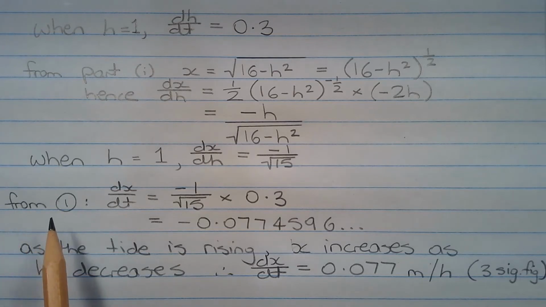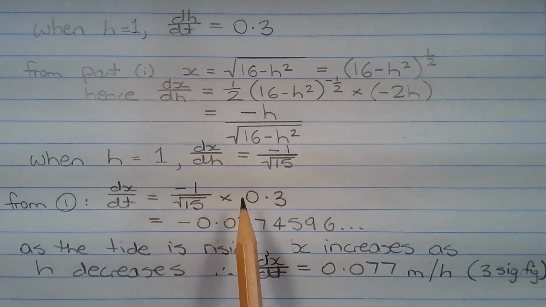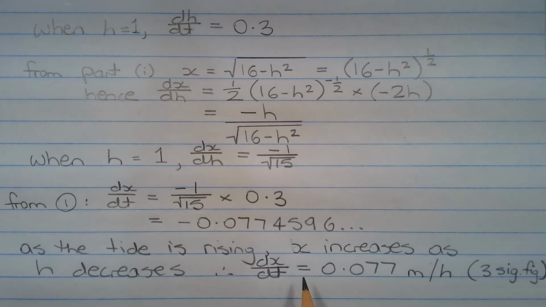Now from equation number 1, dx/dt is equal to dx/dh when h equals 1 multiplied by dh/dt, which is 0.3. And that equals negative 0.0774596 and so on. Now as the tide is rising, x increases as h decreases. Therefore, dx/dt is equal to positive 0.077 meters per hour, correct to 3 significant figures.